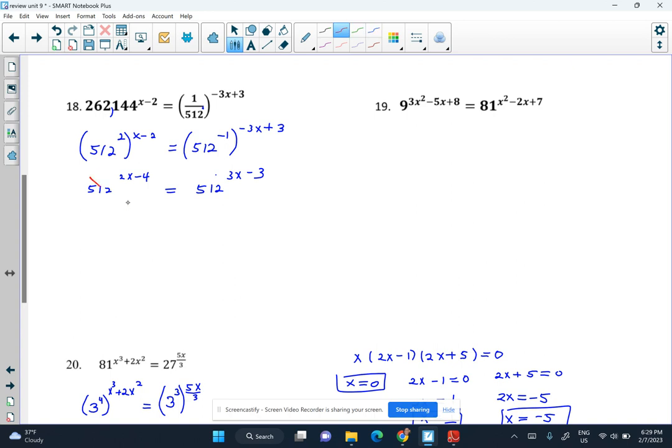My bases are now the same. And so now I get 2x minus 4 is equal to 3x minus 3, and I solve. I'm going to subtract 2x from both sides. I get x minus 3 is equal to negative 4. I'm now going to add 3 to both sides. And so now negative 1 is equal to x. My final answer is simply negative 1.